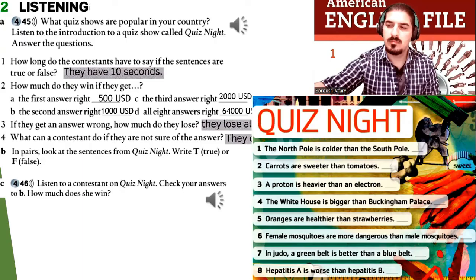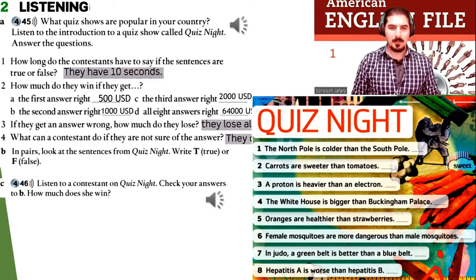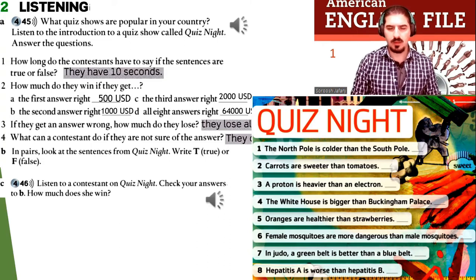Now, for $1,000, carrots are sweeter than tomatoes. True or false? I think it's true. Correct! It's true. Carrots are about 5% sugar. But tomatoes, even though they are a fruit and not a vegetable, don't have any sugar at all.